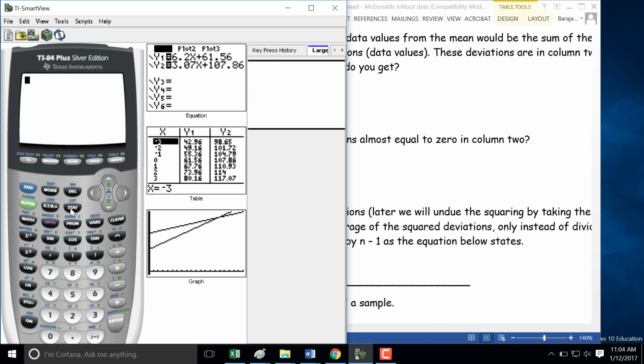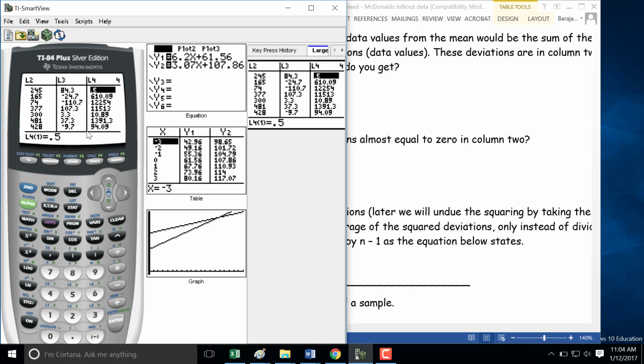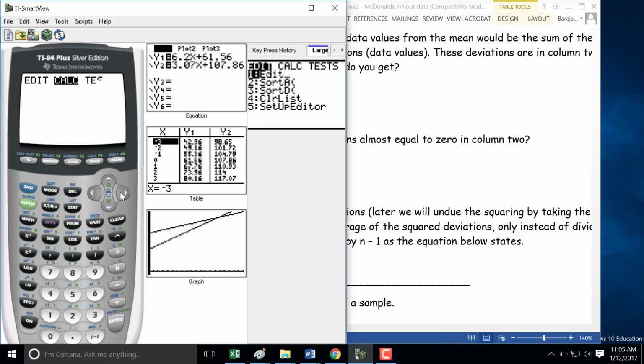So let me look at my edit. My original list was over here, so I need to do a one variable statistics on L1. Here's the McDonald's information. So stat, calculate, one variable statistics, L1, enter.